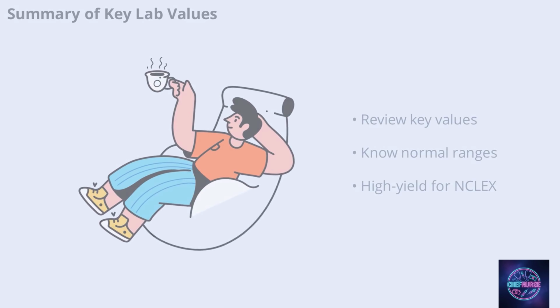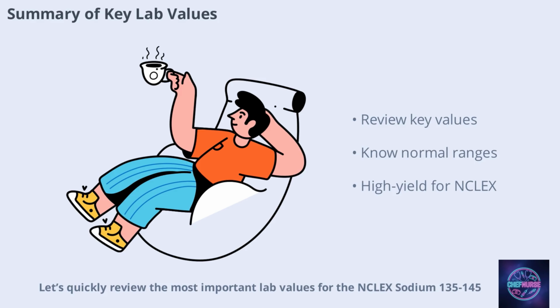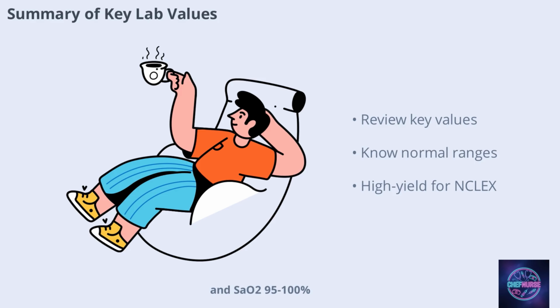Let's quickly review the most important lab values for the NCLEX. Sodium 135-145, potassium 3.5-5.0, calcium 8.5-10, magnesium 1.5-2.5, BUN 7-20, creatinine 0.6-1.3, glucose 70-99, WBC 4500-11000, hemoglobin 12-17.5, platelets 150K-400K, PT 11-13.5, INR 0.8-1.1, APTT 25-35. pH 7.35-7.45, PaCO2 35-45, HCO3 22-26, and SaO2 95-100%.